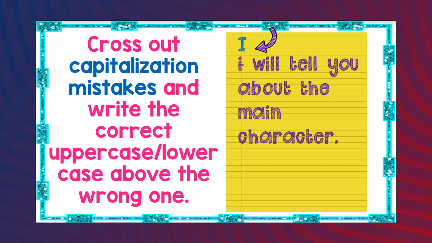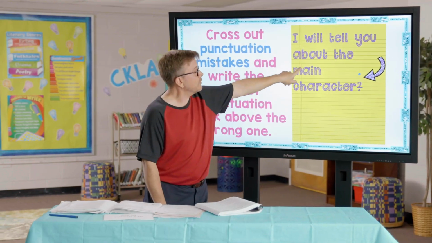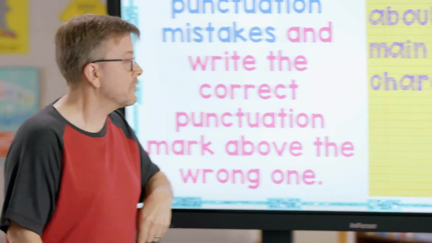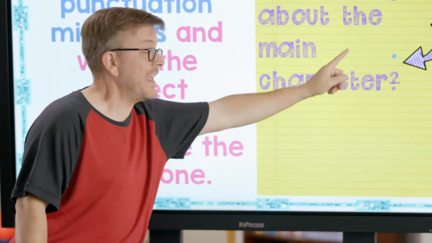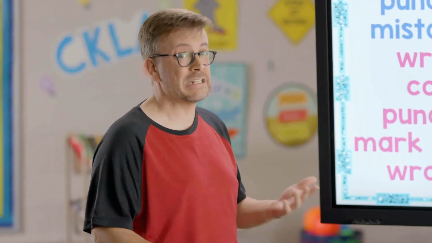And then another big one is to be able to cross out punctuation mistakes. In other words, what if I said, I will tell you about the main character? That's not a question, that's a statement. So we're going to cross out the question mark and we're going to put a period right above it because that sentence doesn't need a question mark, it needs to be a period.